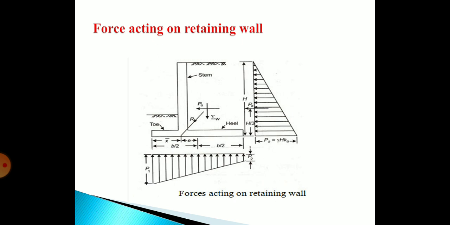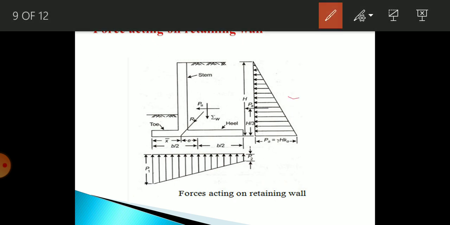You can see in this diagram, this is the lateral pressure, it is due to backfill, and this is the vertical pressure, it is due to the soil which is present below the retaining wall.